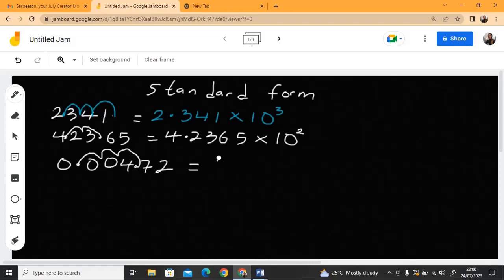So it will be 4.72 times 10 raised to the power. Now, because this thing starts from 0 point, you have to make it a negative number. That will be 1, 2, 3. That is 10 raised to the power of what? Minus 3. So that is that. That is for this one.